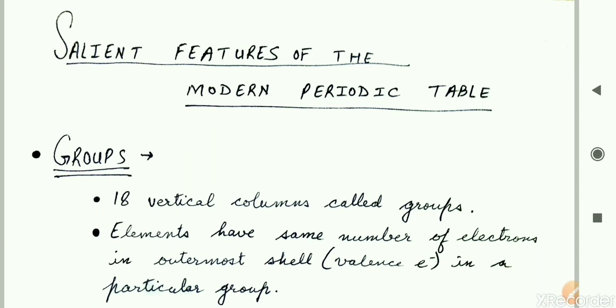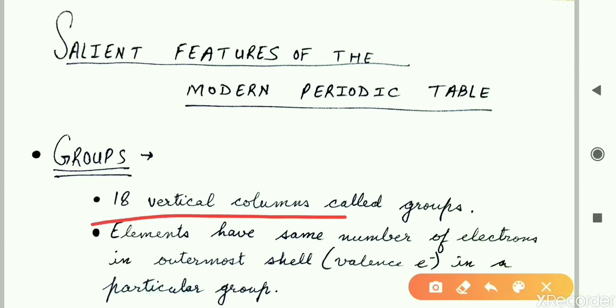Let us have a look at the salient features of the modern periodic table. Before we begin, let us recapitulate the definition of periodic table. What is a periodic table? It is the tabular arrangement of the elements in groups and periods. So now what we are going to do is we will individually look at the groups and the periods one by one. First of all, what are the groups?